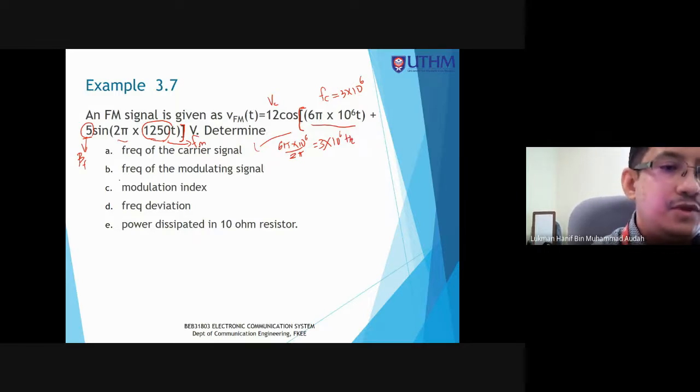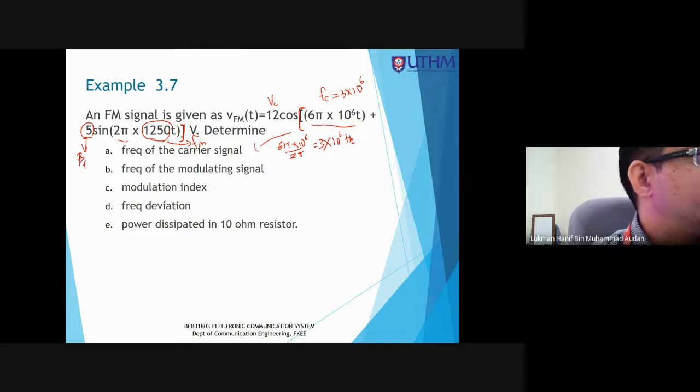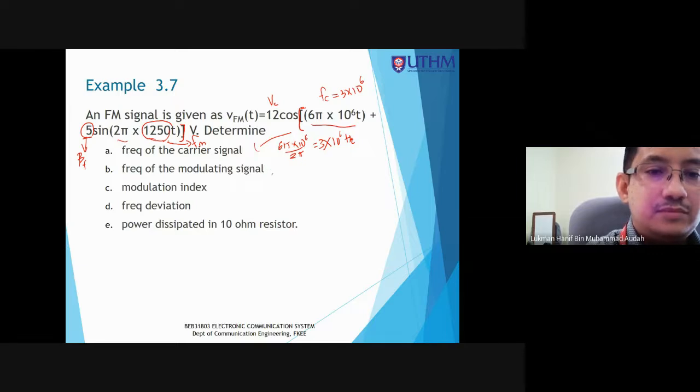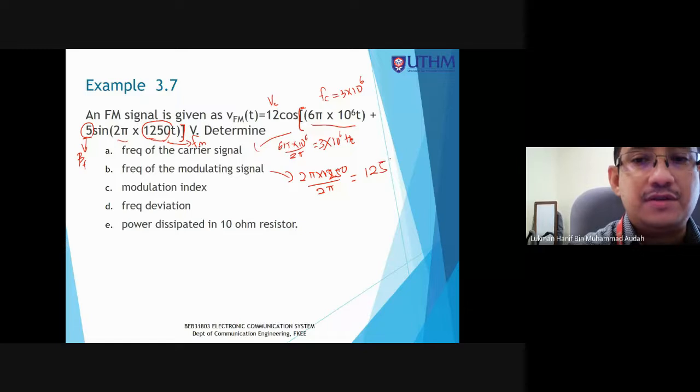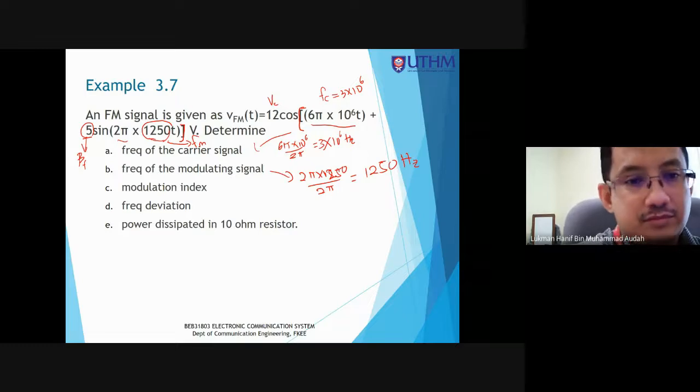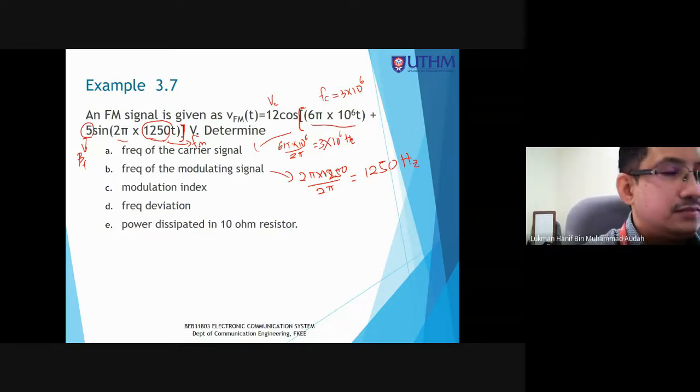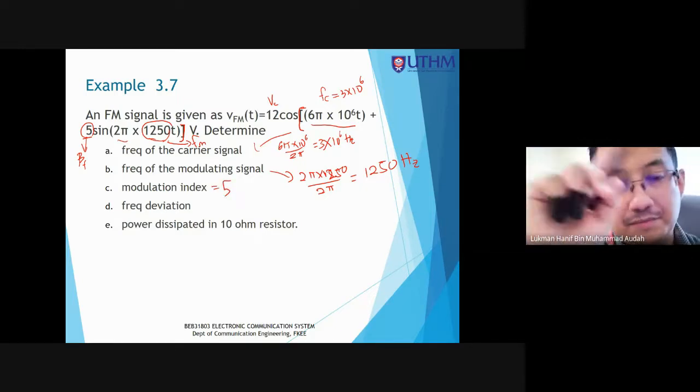Then the frequency of the modulating signal. Very easy, we can get it directly from the equation. It is 2π times 1250, divide by 2π, so you get 1250 hertz. The modulation index is equal to 5, from the equation.